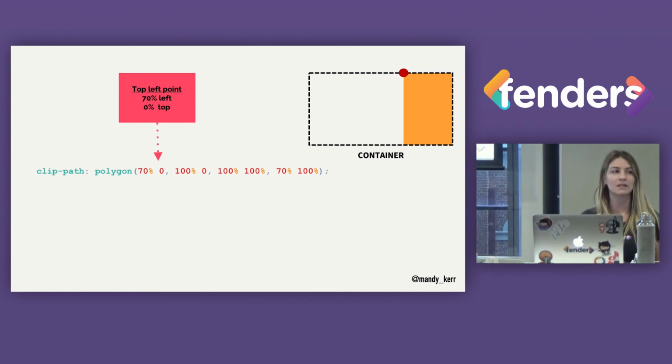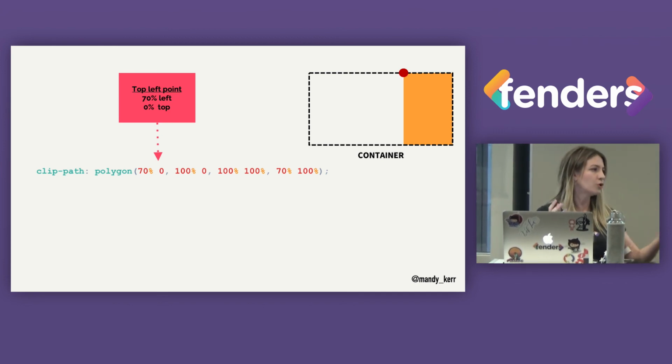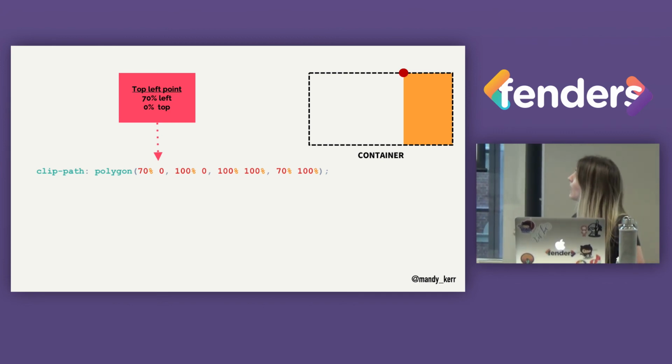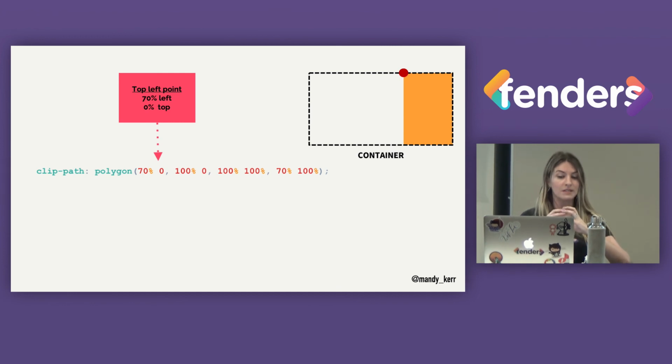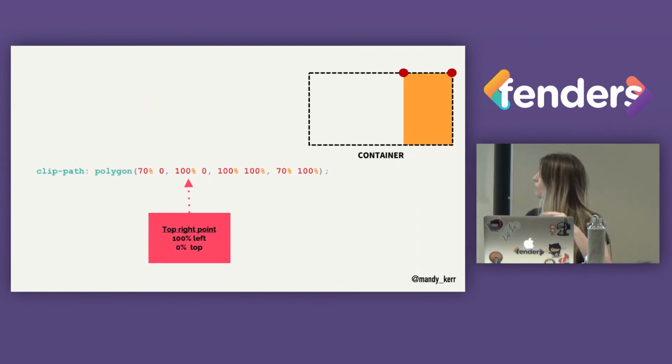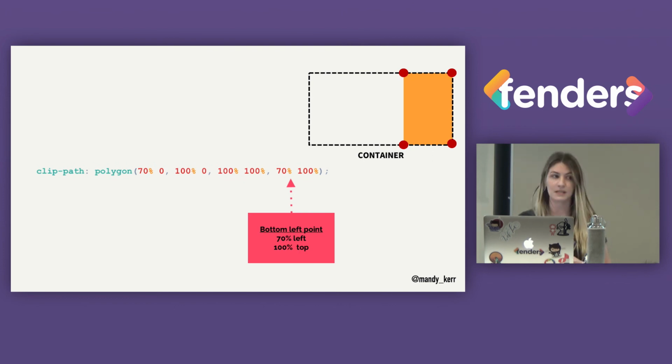I'm going to tell you how polygon works because I think it's the most versatile, because you can have 4 points or 2 points or 100 points if you want. If you look at the diagram in the top right, this is going to show you which each point corresponds to. I've got a container, and my clip path references that whole container. The first point is 70% from the left and 0% from the top. The top right point, 100% from the left, 0% from the top. Bottom right point, 100% left, 100% top. And then the bottom left point is 70% left, 100% top.